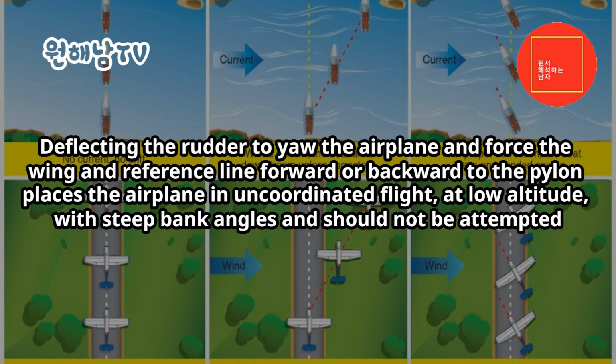Deflecting the rudder to yaw the airplane and force the wing and reference line forward or backward to the pylon places the airplane in uncoordinated flight, at low altitude, with steep bank angles, and should not be attempted.